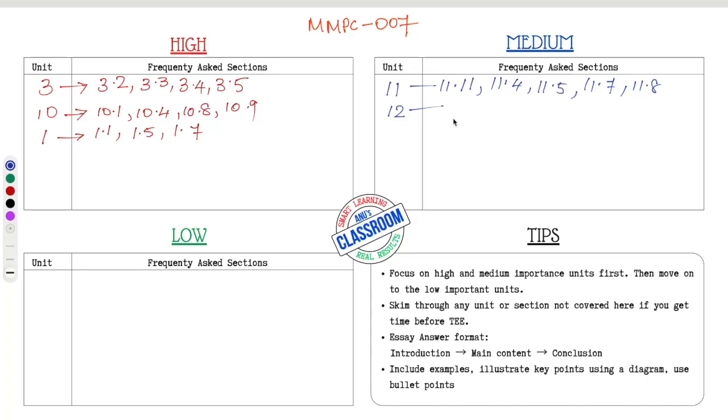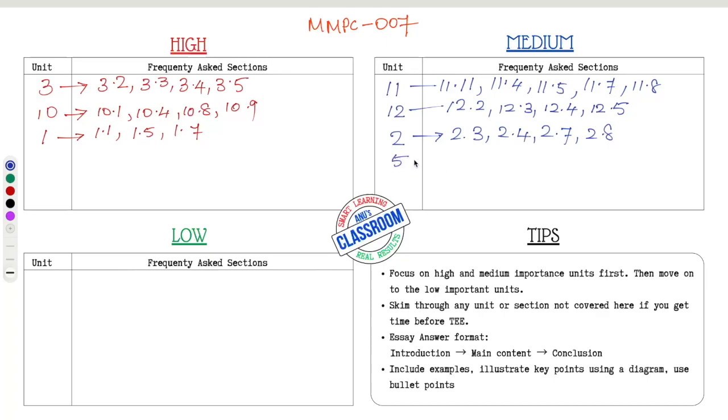Now from unit 12, that is communication for employment, from block 4, focus on 12.2, 12.3, 12.4 and 12.5 first before moving on to the other sections. From unit 2, processes of communication, focus on 2.3, 2.4, 2.7 and 2.8.